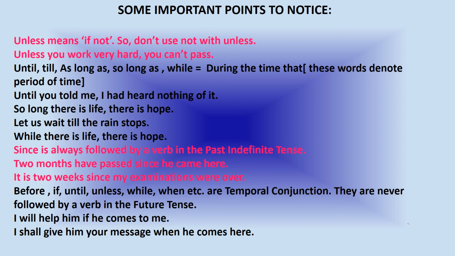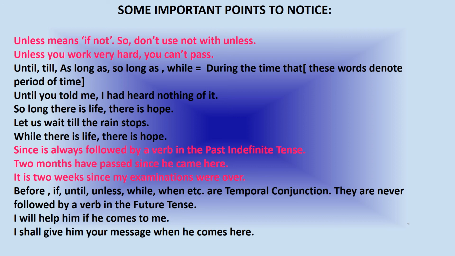Next is until, till, as long as, so long as, while. All these words mean during the time that. What that? That will mention in the sentence. These words denote period of time. Let's see the examples. Until you told me, I had heard nothing of it.